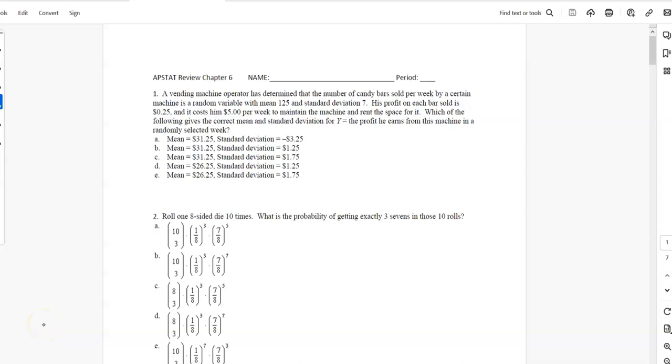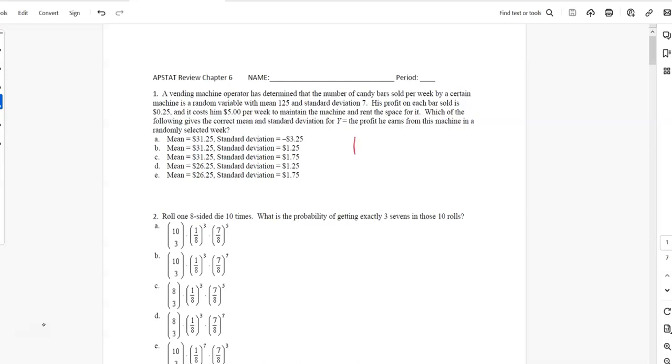Let's do the AP Stat review for Chapter 6. In this one, a vending machine operator has determined the number of candy bars sold per week in a certain machine is a random variable, mean 125, standard deviation 7. His profit on each bar sold is 25 cents.